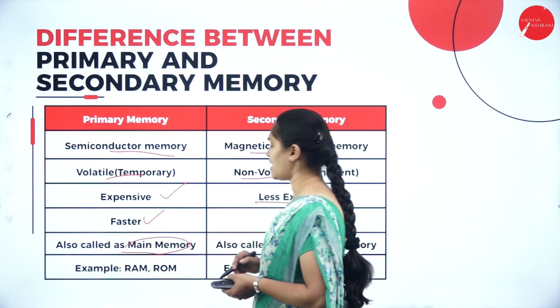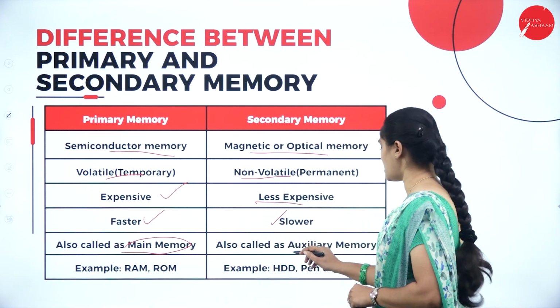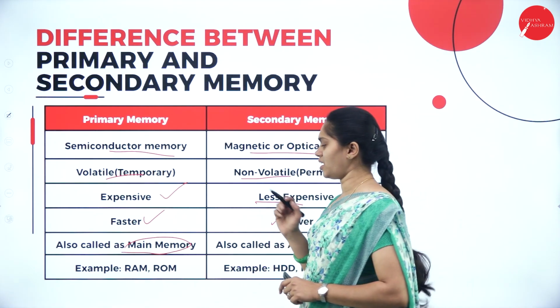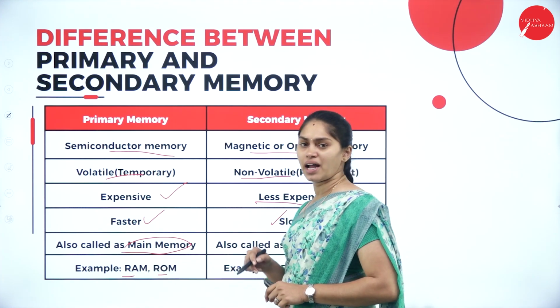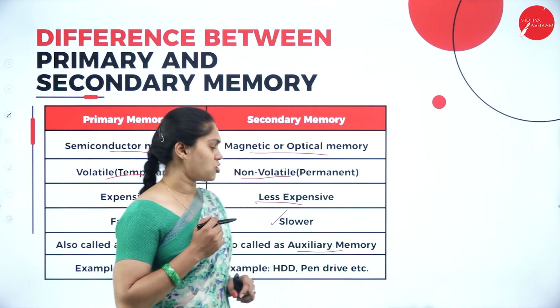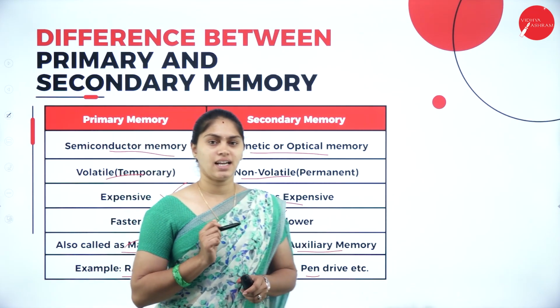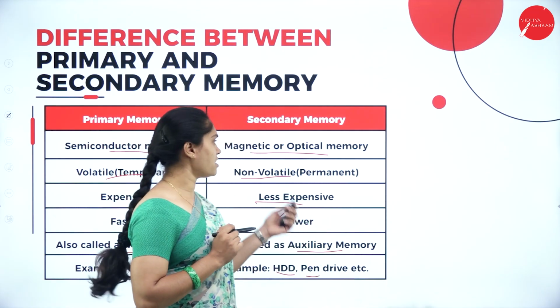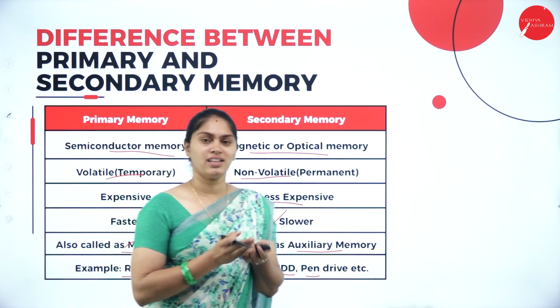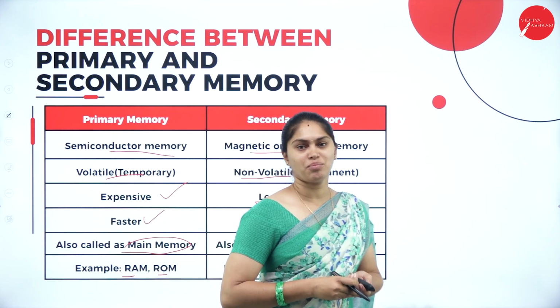We call primary the main memory, and we call secondary the auxiliary memory. Then what are the examples? RAM and ROM for primary. For secondary storage memory, we have hard disk, pen drive, SD cards, CD. All those are examples of secondary memory. Together we can brief it out as computer memory.